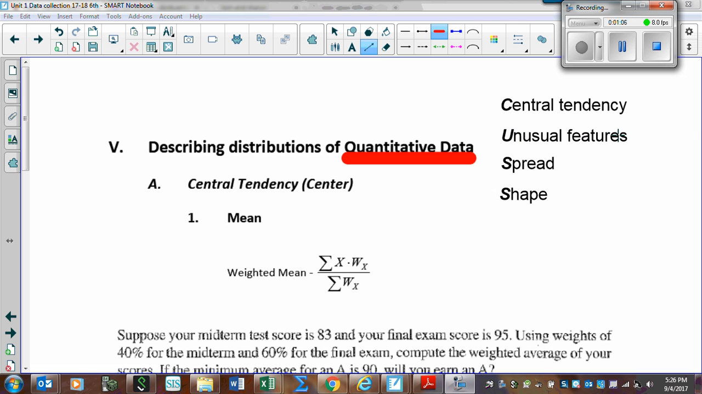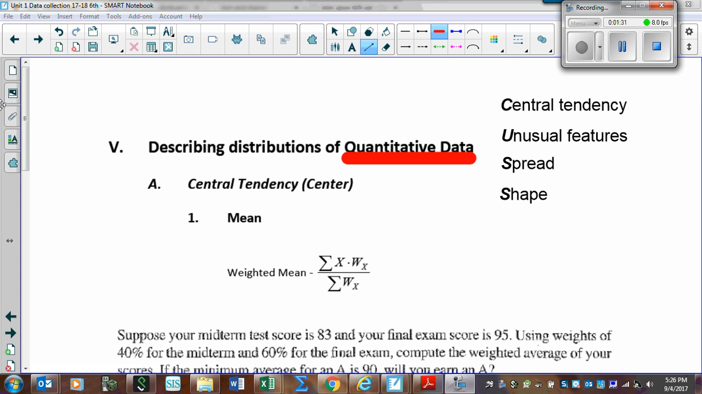Unusual features we'll talk about sometimes, but when we're talking about a numerical data set, we always want to talk about central tendency, the spread, and the shape if we're asked to describe a distribution. You will not be prompted to say, oh, talk about the center, spread, and shape. You'll need to know those are the things you need to talk about when describing a numerical data set. So we'll start with central tendency.